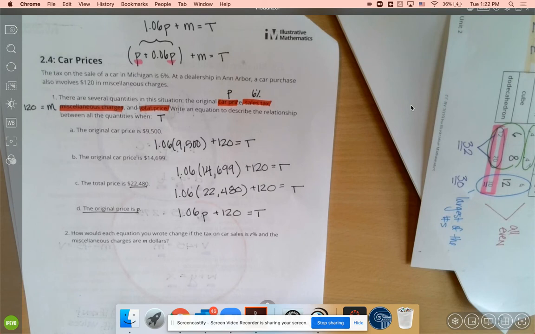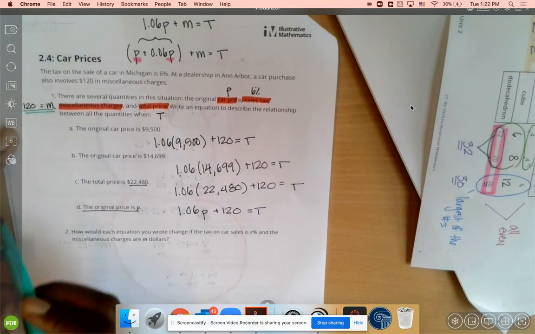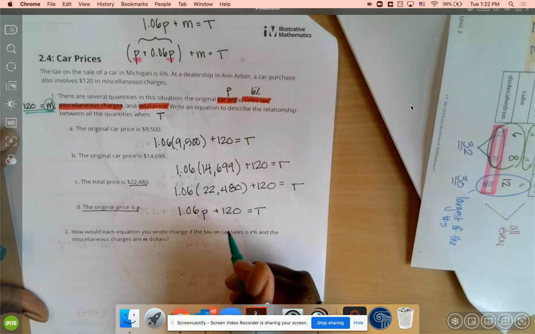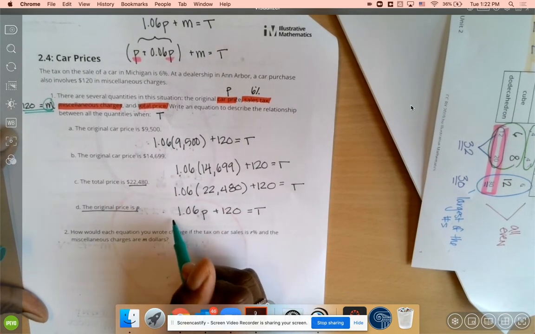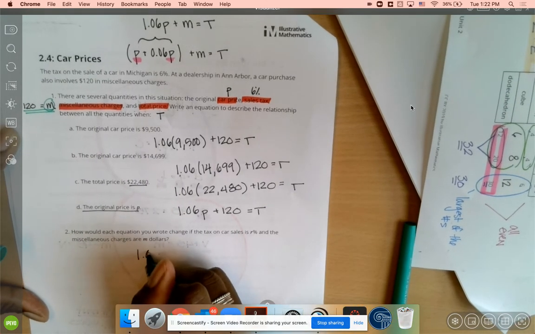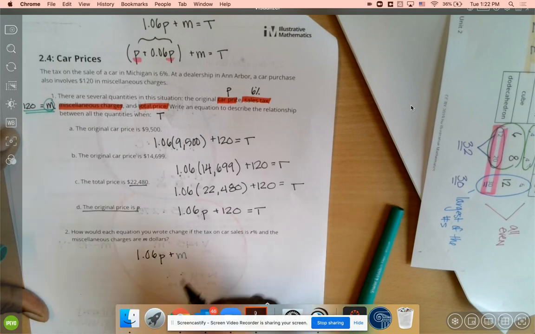Then for the second question, it asks, how would each equation you wrote change if the tax on the car sale is R% and the miscellaneous charges are M dollars? So in that case, instead of knowing specifically that the miscellaneous charges, M, are 120, they're unknown, right? So we're going to leave them as a variable M. So in all of the cases, but in the generalized one, it would mean that our equation would change from 1.06p plus M for the unknown miscellaneous charges equals the tax.